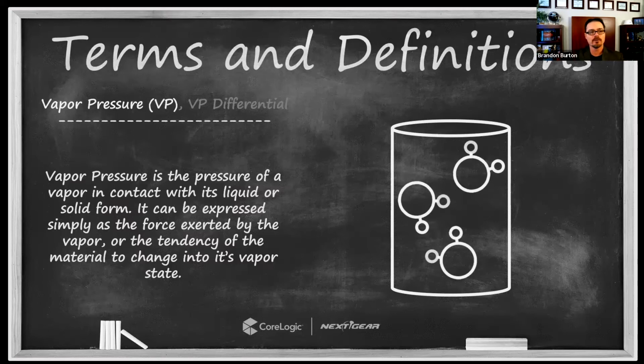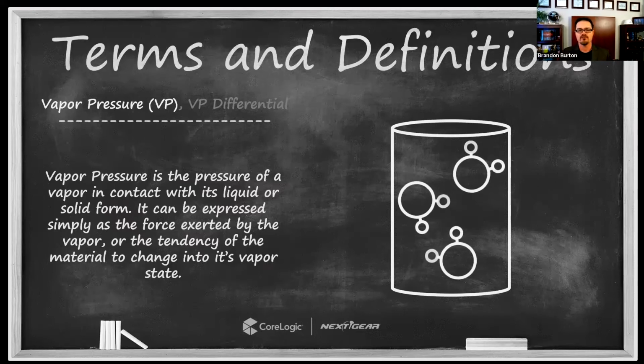Now let's talk a little bit about vapor pressure. And then we're going to tie the two together, vapor pressure and heat and energy. First, let's define vapor pressure. Vapor pressure is the pressure of a vapor in contact with its liquid or solid form, literal definition. It can also be expressed simply as the force exerted by the vapor or that material's desire or tendency to become a vapor. So what the heck does that mean?